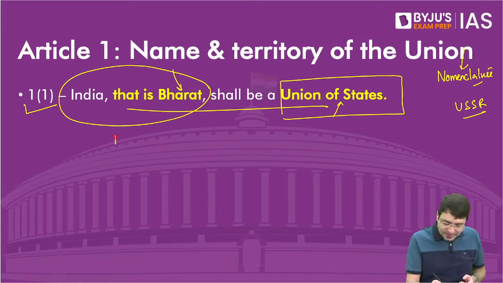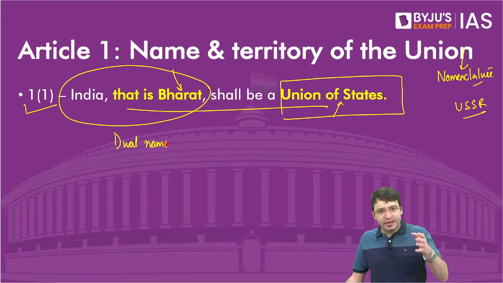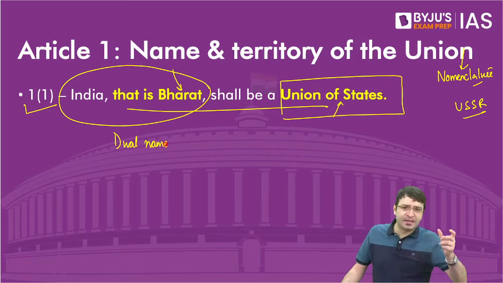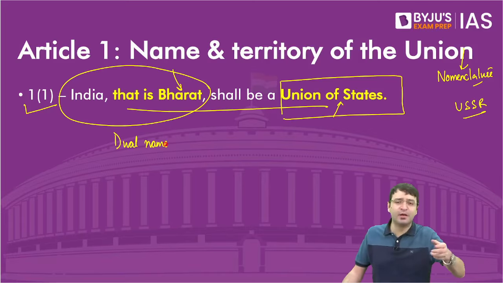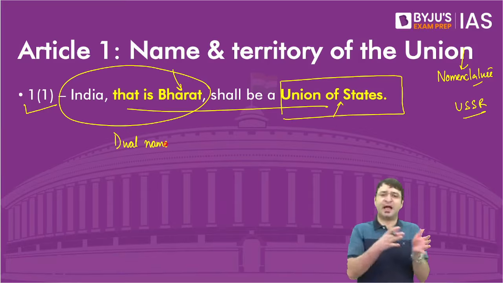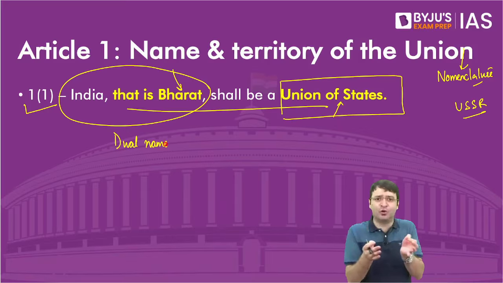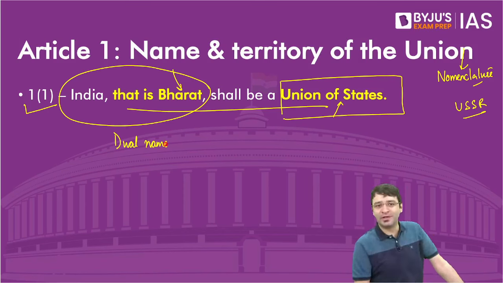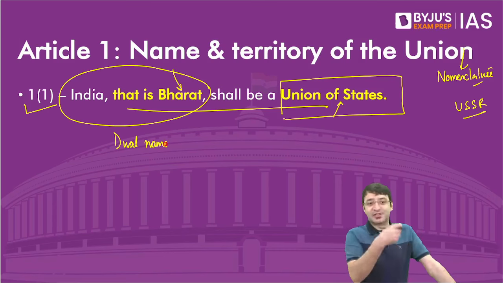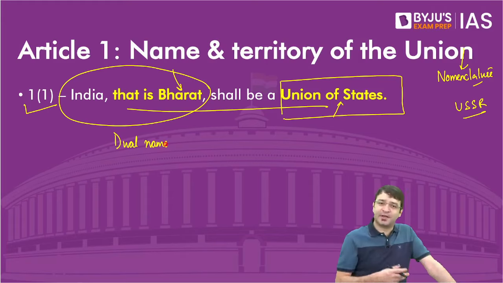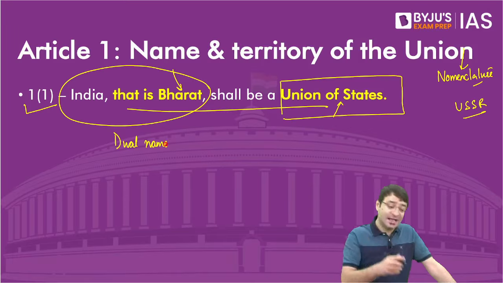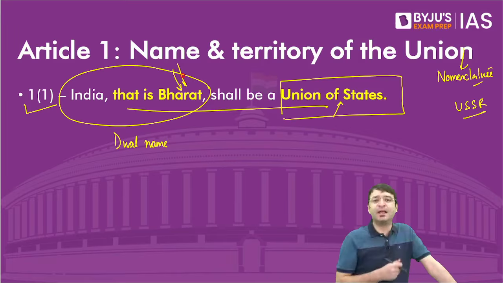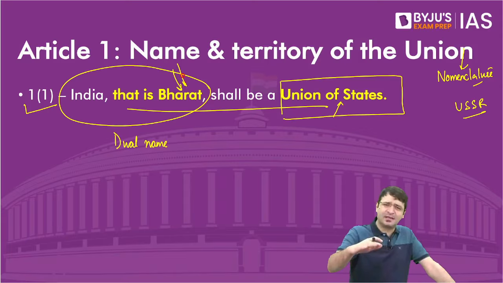The consensus was, let's have a dual name. Let's call this country India as well as Bharat. India reflecting modernity, the modern name by which we were known, and Bharat reflecting tradition. So India, that is Bharat, should be the name of this country. At that time, everybody was satisfied. Those who believed in modernity said, the name of this country is India, because it starts with India. Traditionalists said, no, the real name is Bharat, because it says India, that is Bharat. But ultimately, the dust settled. We have two names for this country, India, that is Bharat.